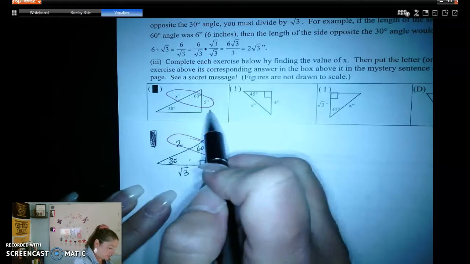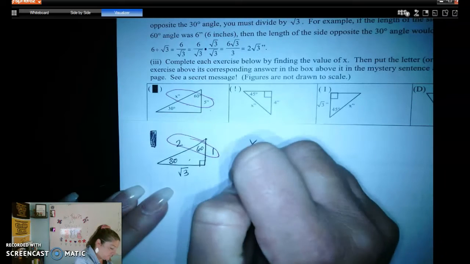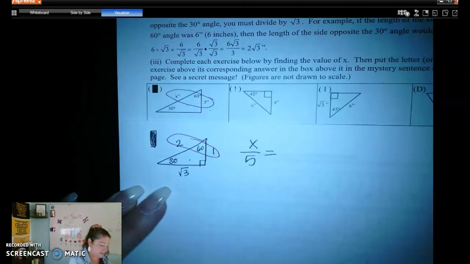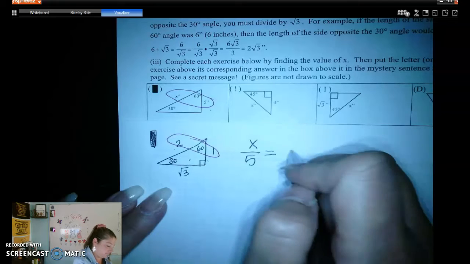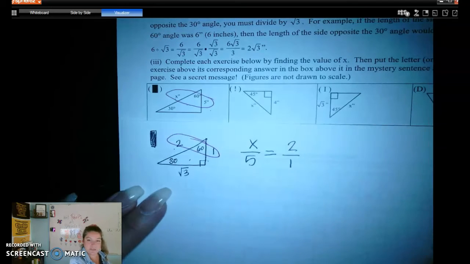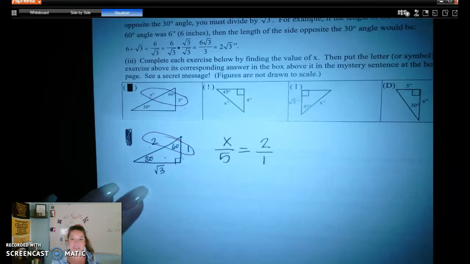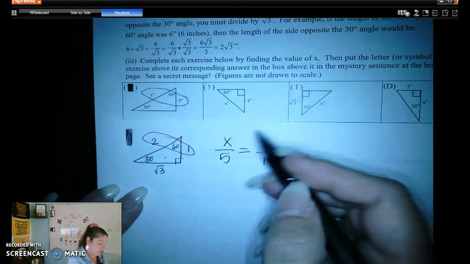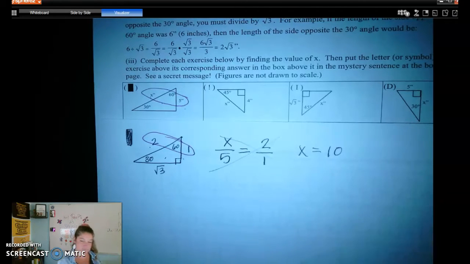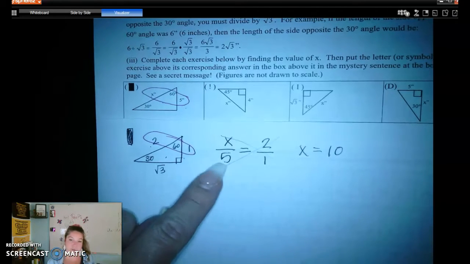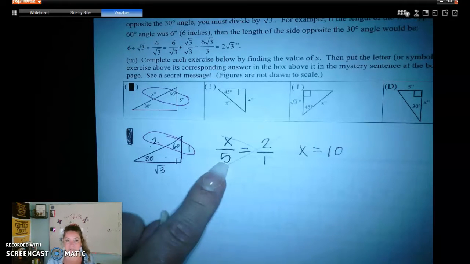So we're going to put x over 5, right? And that's going to be proportional to 2 over 1. And now it's just a matter of cross multiplying, dividing, and solving for x. So I get x to equal 10. Okay, this is the foolproof, guaranteed, gonna work every single time.